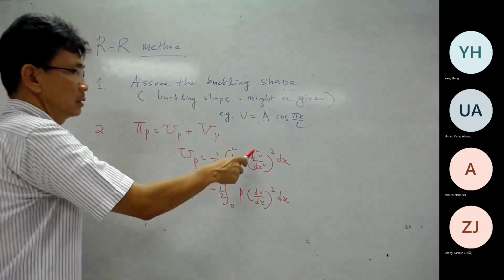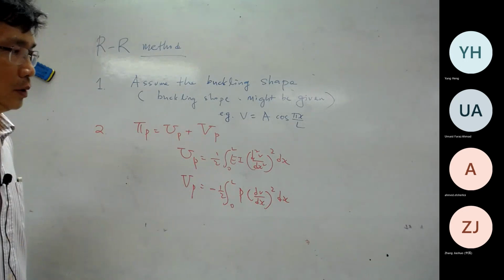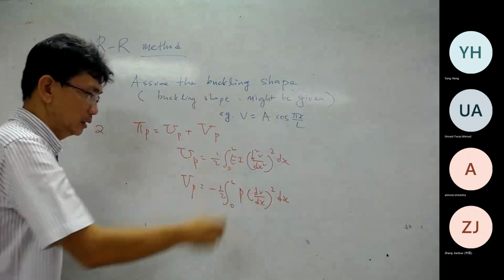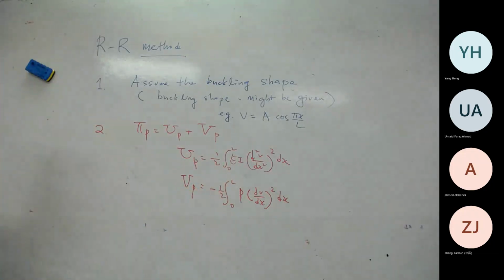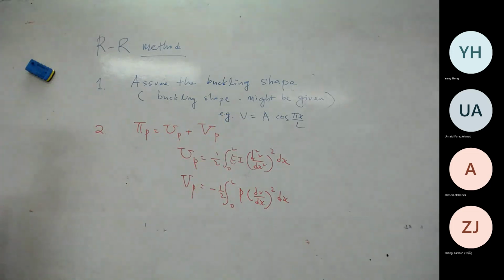So here, don't make mistakes in the differentiations first. After that, integrations. So integrations, sine, cosine, sine square will be involved if the assumed buckling shape is given in terms of sine and cosine. Then you are going to get a square term here. So you need to know how to integrate square of sine and cosine.